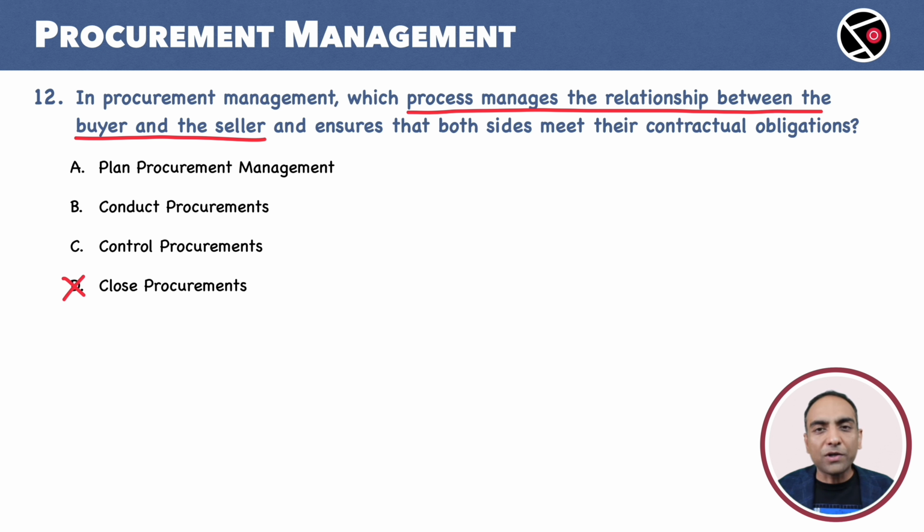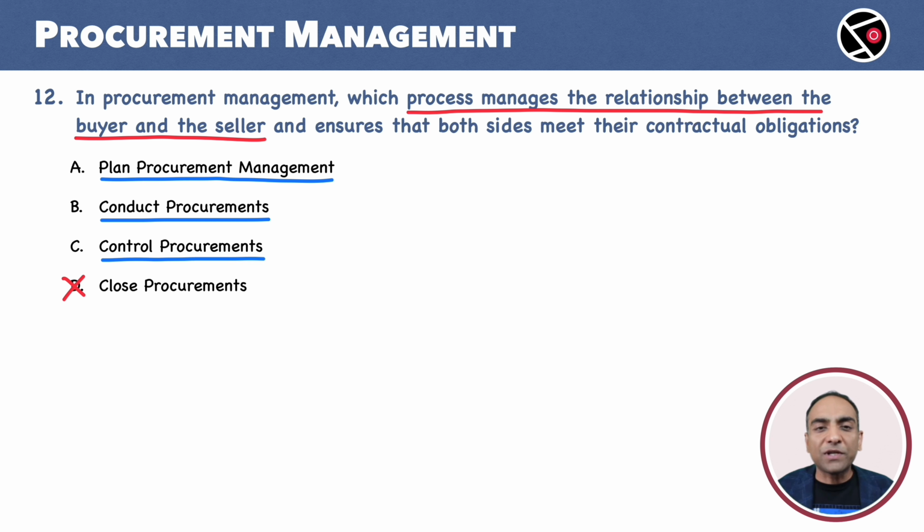Why? Because we have only three processes under procurement management: plan procurement, conduct procurement, and control procurement. Closing of a contract is done under control procurement. Close procurement is not a process. Plan procurement defines the procurement strategy, the rules of the game.